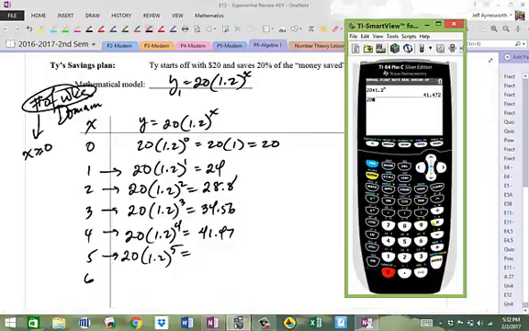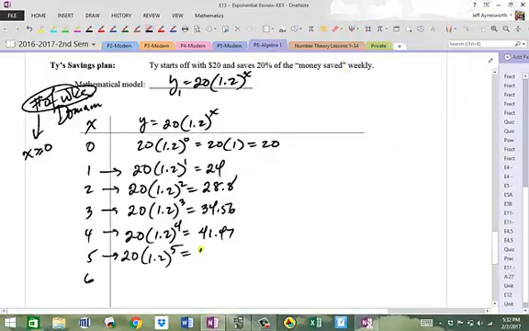So 20 times 1.2 to the fifth power is 49.76. If I wanted to, I can just keep multiplying by 1.2. That's another fast way, times 1.2, times 1.2, because that's basically what's happening here. You just keep multiplying by the growth rate. All right, times 1.2.